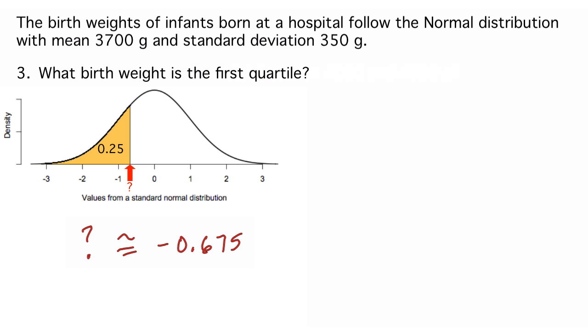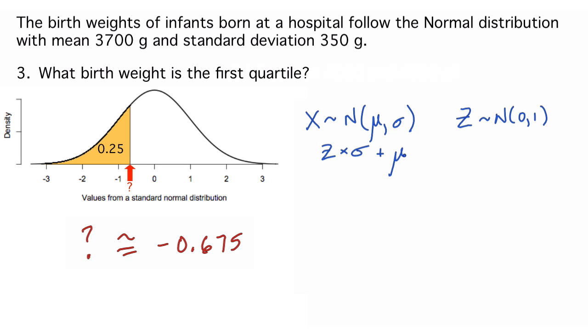That is, suppose we have a random variable X that has a normal distribution with some mean mu and some standard deviation sigma, and we have a random variable Z that, as usual, has our standard normal distribution, a normal distribution with mean 0 and standard deviation 1. Then, if we take our standard normal random variable Z and multiply it by the standard deviation, sigma, and add the mean, mu, the result has a normal distribution with mean mu and standard deviation sigma.